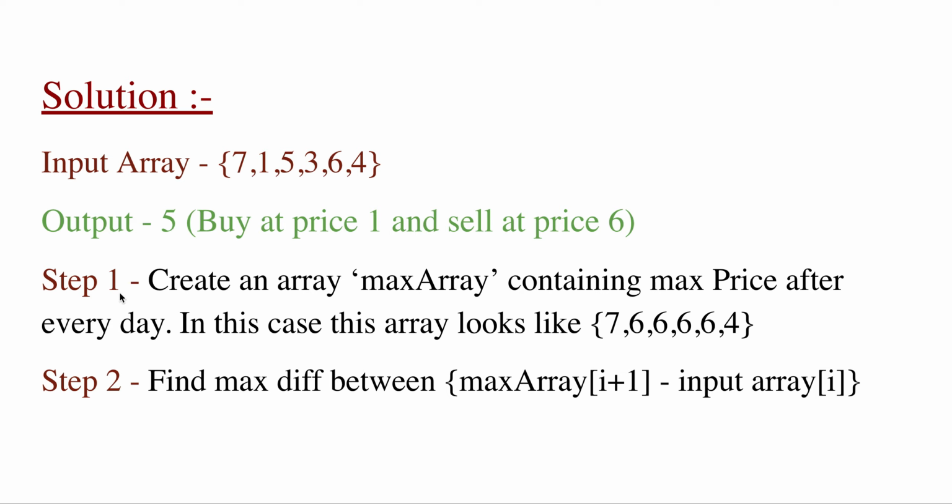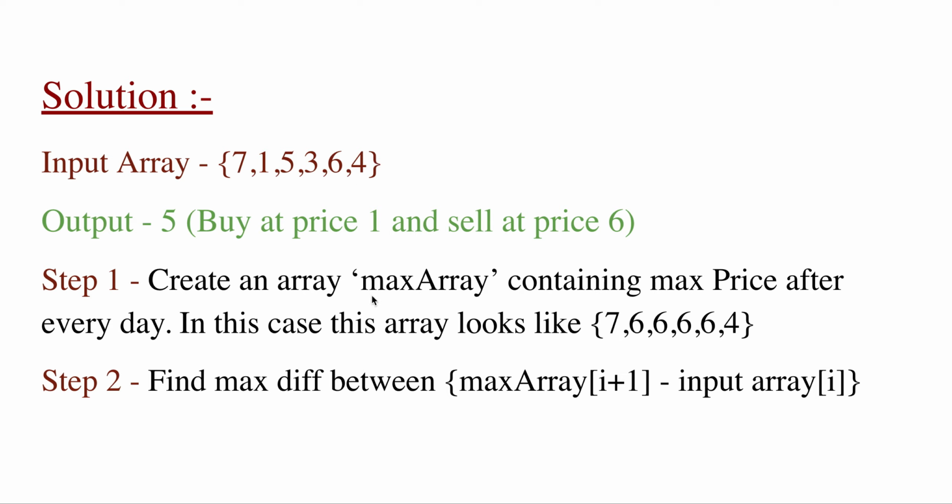Now let's talk about the approach. The approach that I'll be following is we'll create a max array which will contain the maximum price after every day. So suppose in this example, our max array will contain the maximum price after every day. Like for 1, the maximum price is 6, so the max array will contain the entry 6. For 5 also the maximum price will be 6. For 3 also the maximum price will be 6. But for 4 there are no elements after it. So for 4 the maximum price would be 4.